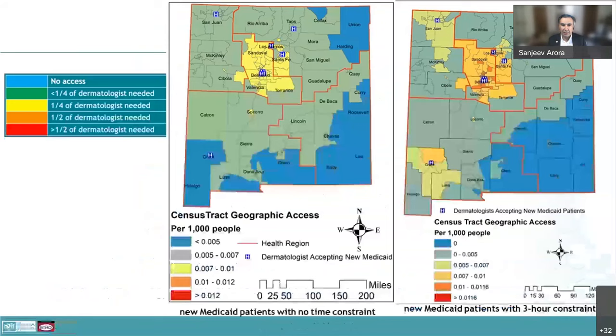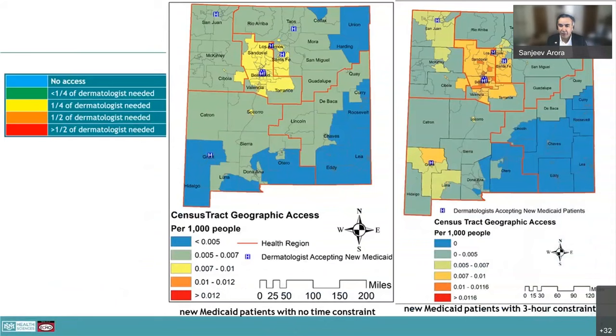Here's an example of the need for dermatology in New Mexico. Blue area means there are no dermatologists on the left side, if you just look at that. Green is that we have less than a quarter. And yellow means we have a quarter of them. So we have 33 dermatologists, but we need 120.